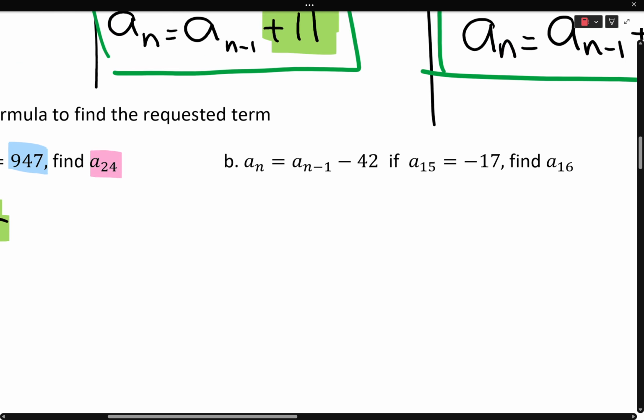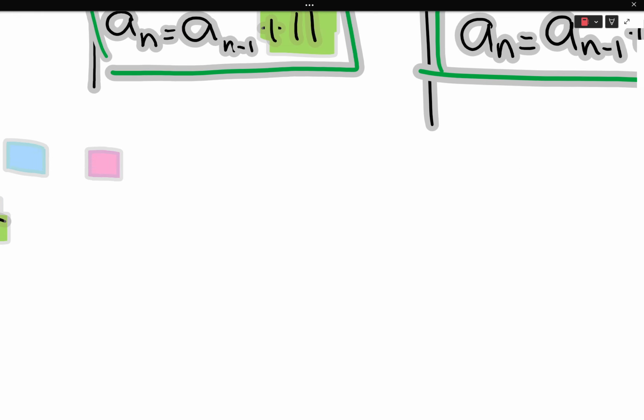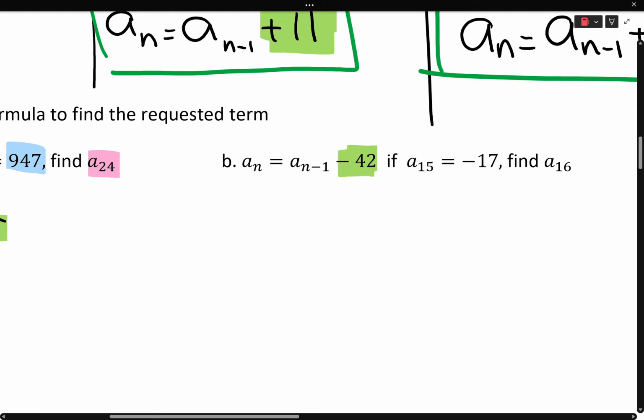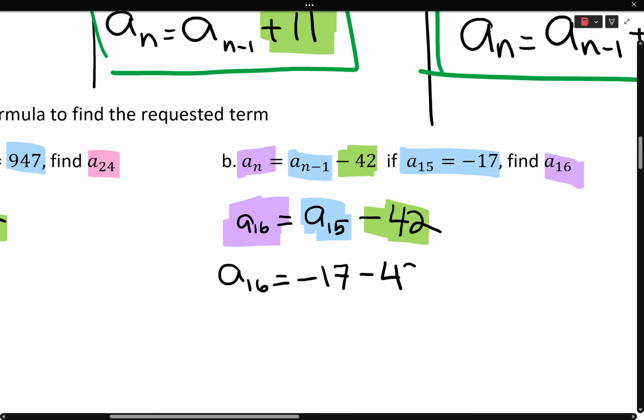Let's do the same thing for B. Once again, we're given the formula, so we got the common difference. We have the previous term, and we have what we're looking for. Let's write that out. A16 equals A15 minus 42. All right, so the 16th term equals negative 17 minus 42, which means the 16th term is negative 59.